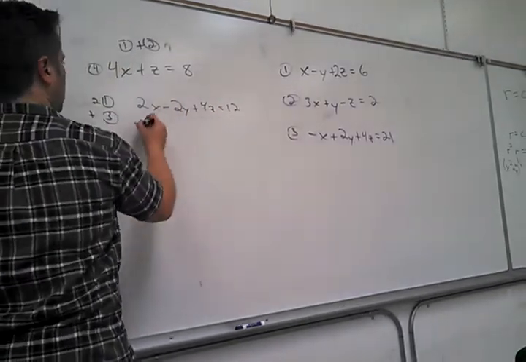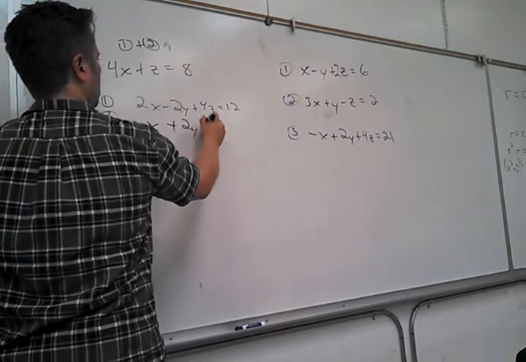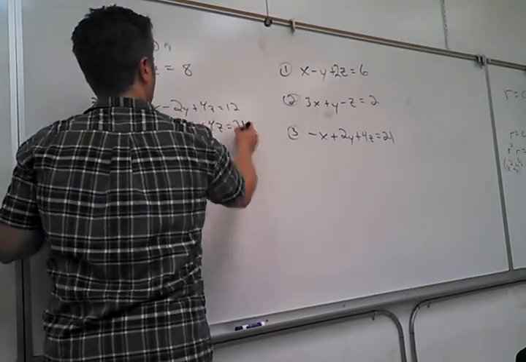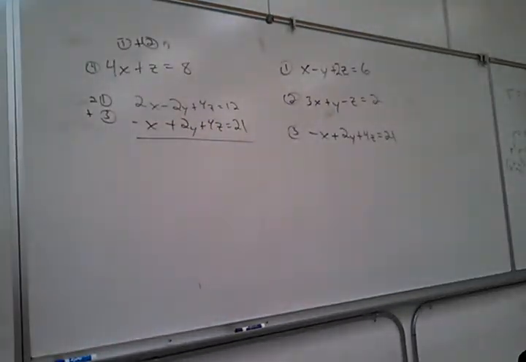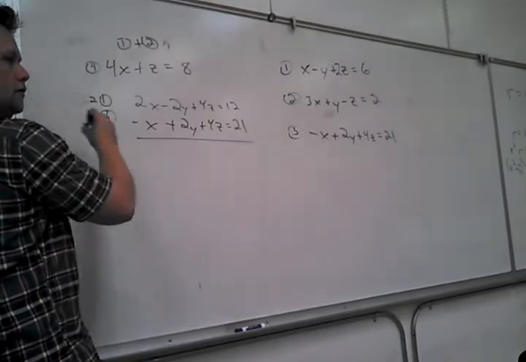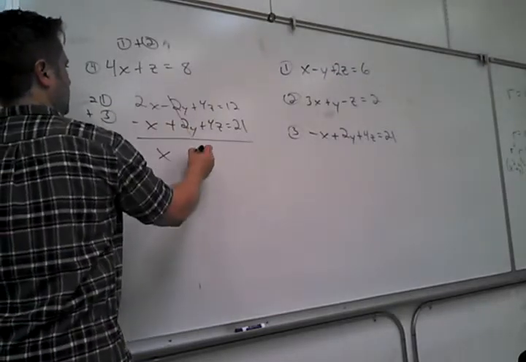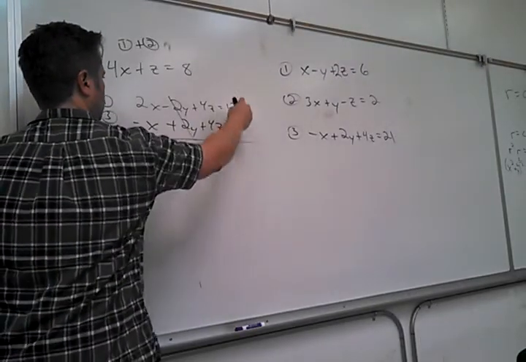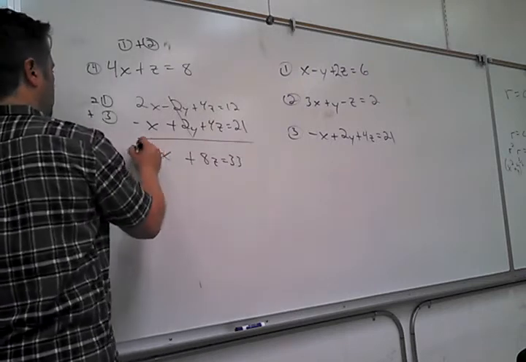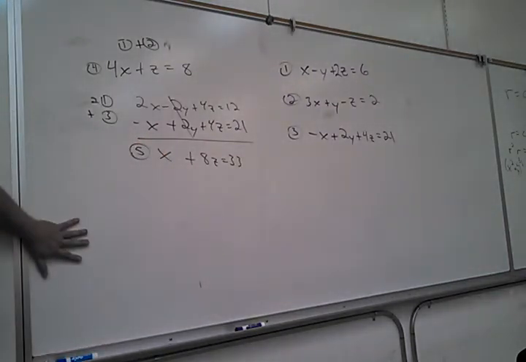12 and 3, leave that dude alone. Yep, so now I get x, these go away, plus 8z equals 33. And crazy enough, that's equation number 5. Yes, sir?